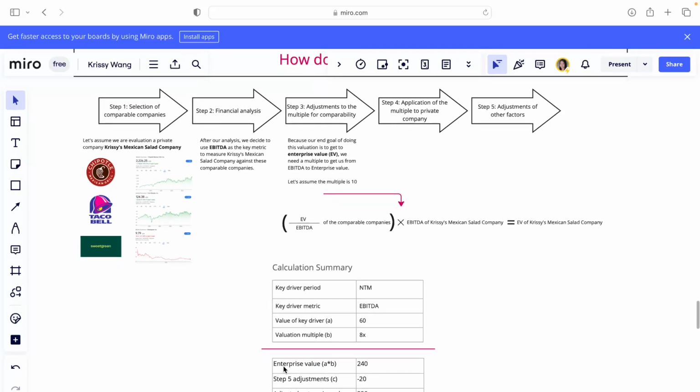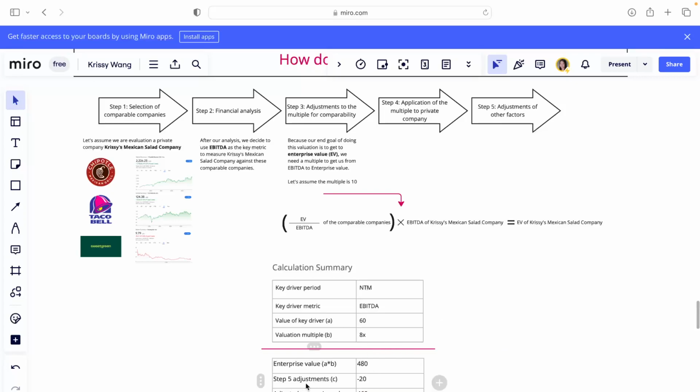Okay? Then how do you calculate enterprise value? You use the value of the key driver, in this case, EBITDA from time period NTM. NTM stands for next 12 months. So 60 times 8 is 240. Oh, is it? Just kidding. I lied. It's 480. Great, found my own math mistake. Oops. All right, so now we're in the correct spot. So enterprise value, A times B, 60 times 8, 480.